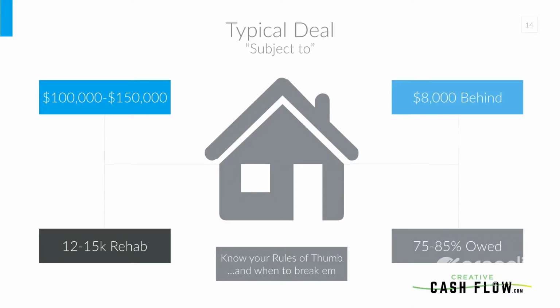You should always know your rules of thumb, and more importantly, know when to break them. These are kind of what the basic deal is going to look like on a subject to property, but watch the rules of thumb video, because there are a lot of rules of thumb that I use to evaluate a subject to property, because there are just so many more gears turning on a subject to property than on any other kind of acquisition model. So you really need to know what you're getting into right from the start.